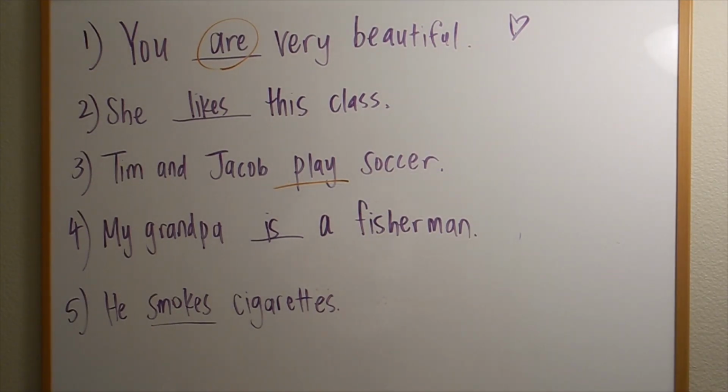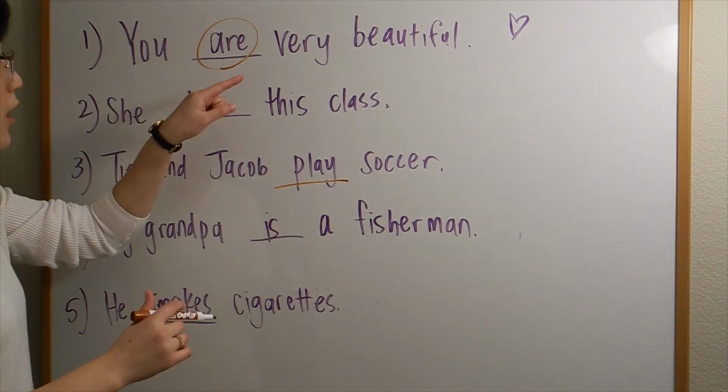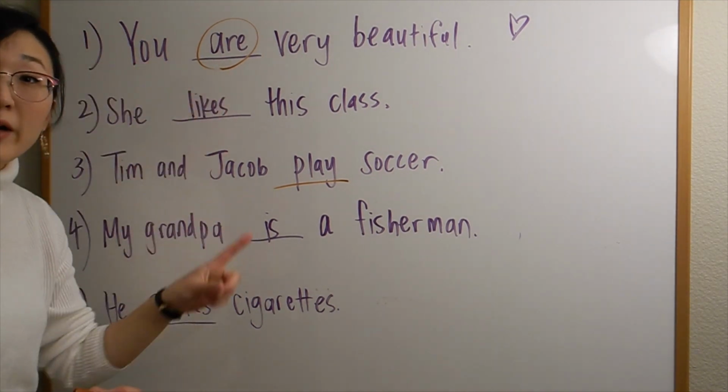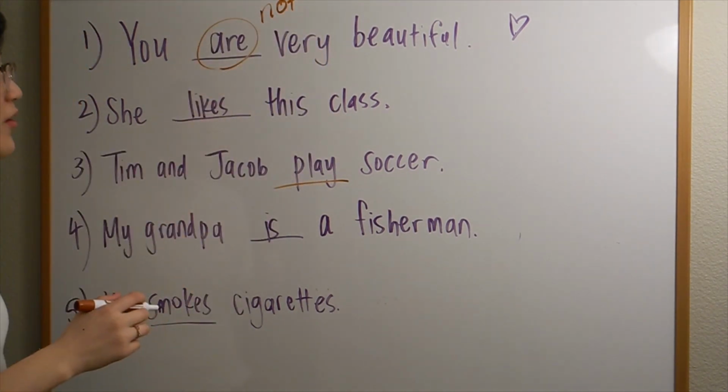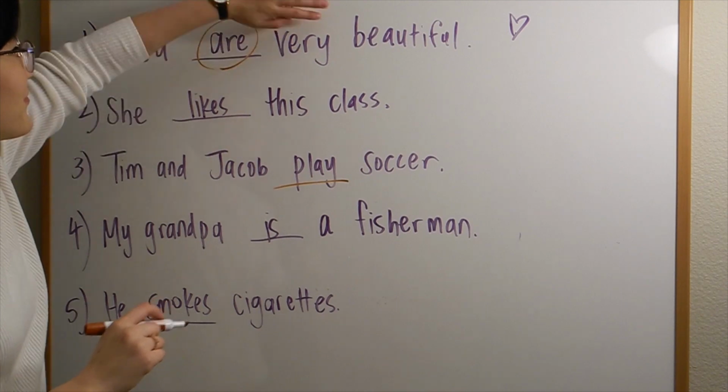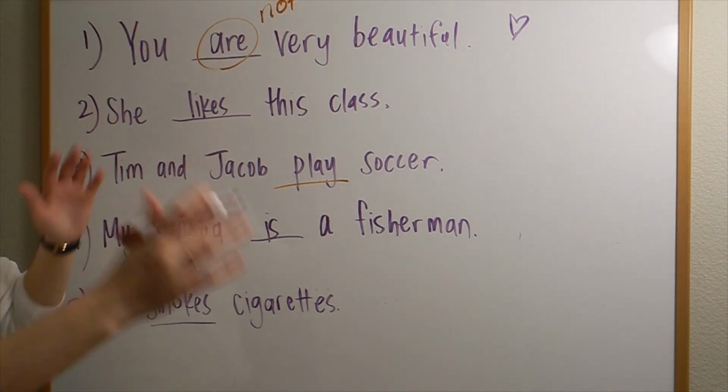Okay, let's take a look. So, be verb, you are. Be verb is special. So you are, easy. You are not very beautiful. That's not true. You are very beautiful and handsome, okay?